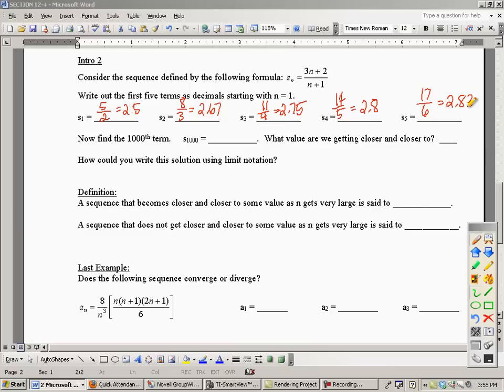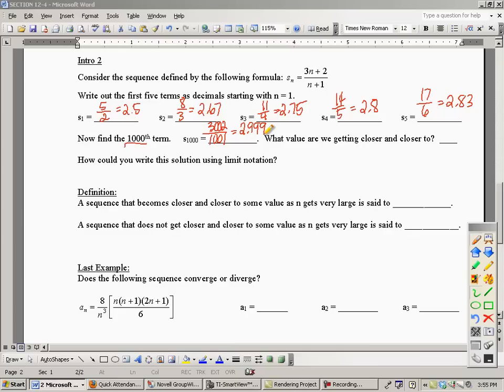Okay, now that's great, but I'm looking at this and I'm seeing that it looks like it's getting closer to 2.9. The problem is these terms are all so close together that I just don't know. So I'm going to pick something huge and see if that helps me. So I'm going to try to find the 1,000th term. If I plug in 1,000, I get 3,002 over 1,001. Now this approximates to 2.999.